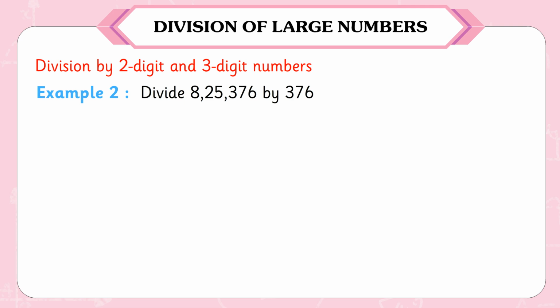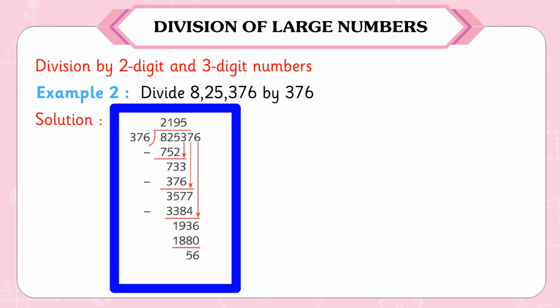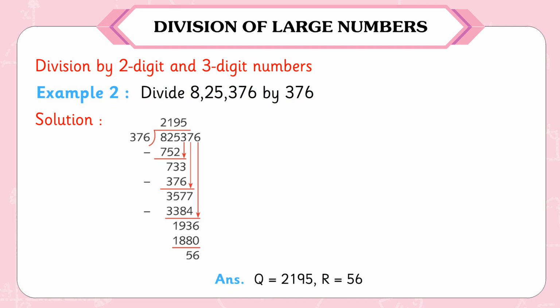Example 2. Divide 8,25,376 by 376. Solution. 8,25,376 divided by 376: minus 752, 733 minus 376, 3,577 minus 3,384, 1,936, 1,880, 56. Answer. Quotient is equal to 2,195. Remainder is equal to 56.